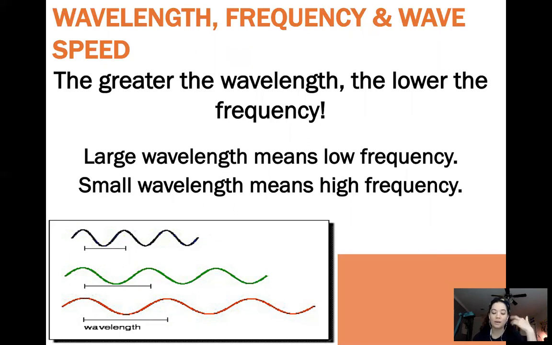And this is why I was saying that rope 3 was the fastest, right? It had a smaller wavelength. So that means it's moving faster up and down to get that motion happening. And it's got a higher frequency. Higher frequency means a faster wave.